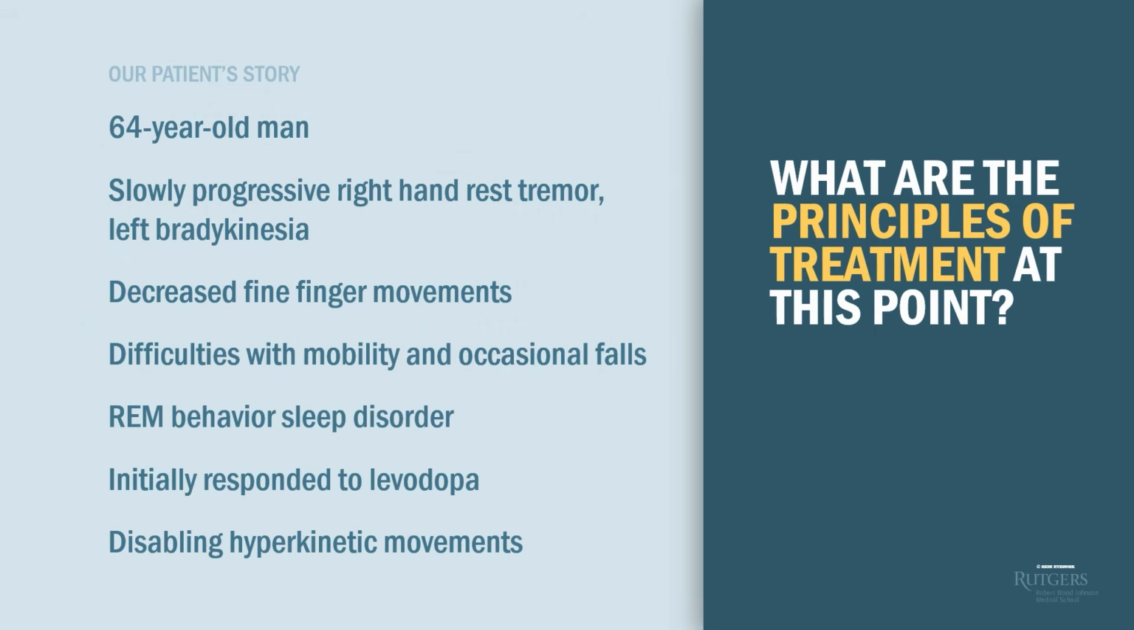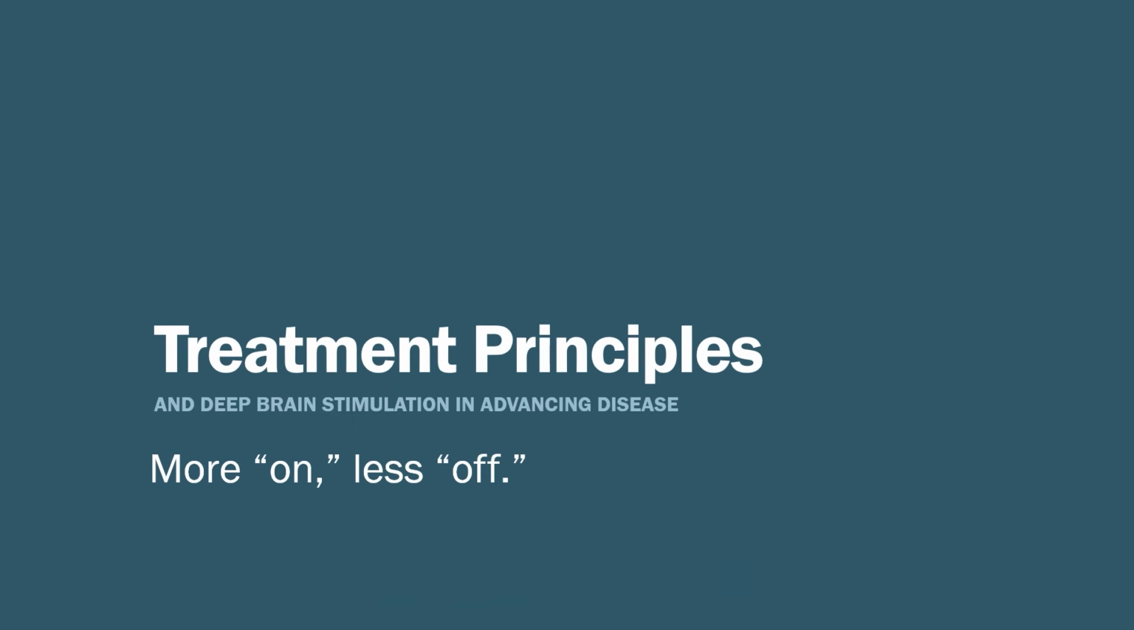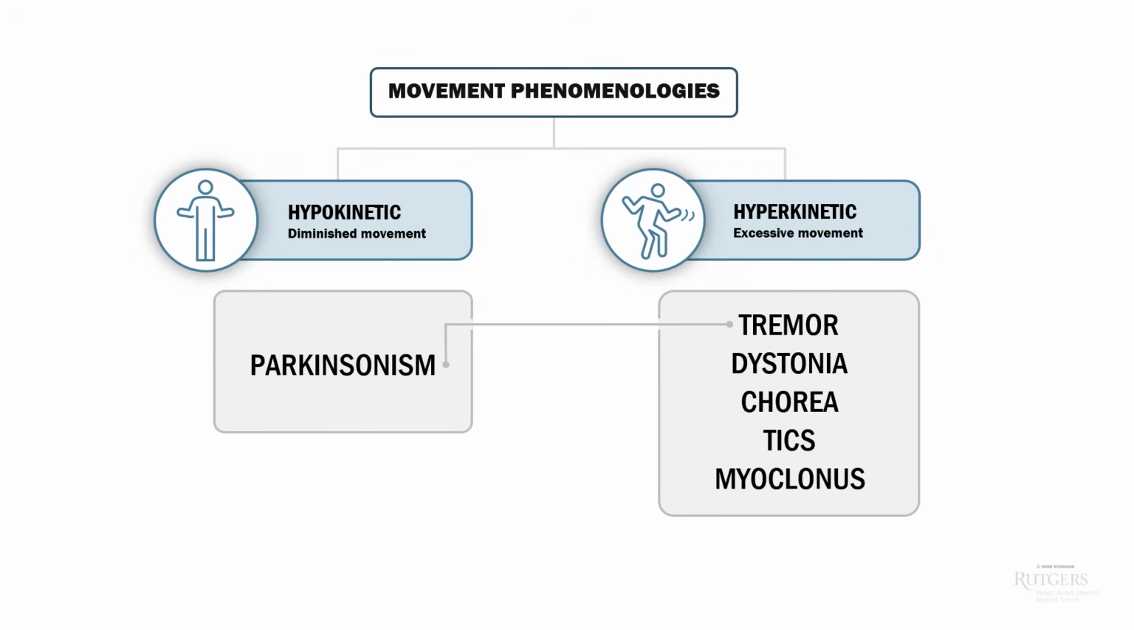What do we do now? And this brings us to the last part of this talk, treating advancing disease. We used the term dyskinesias before when we discussed levodopa. What are dyskinesias? Where do we place them on the movement phenomenologies chart?